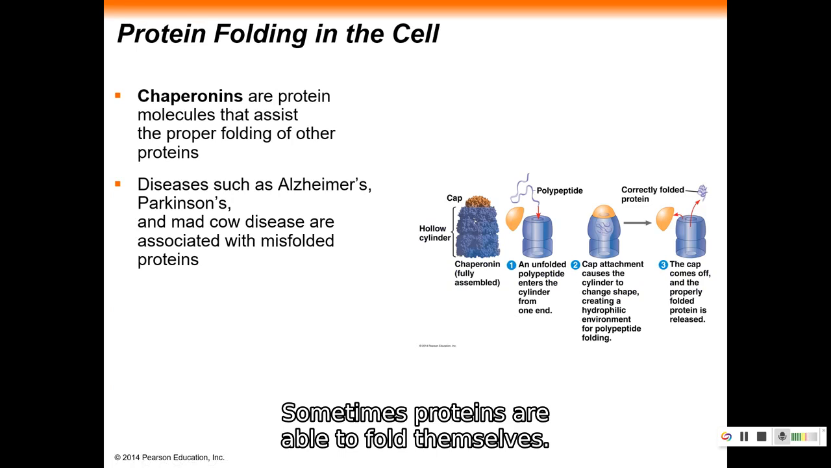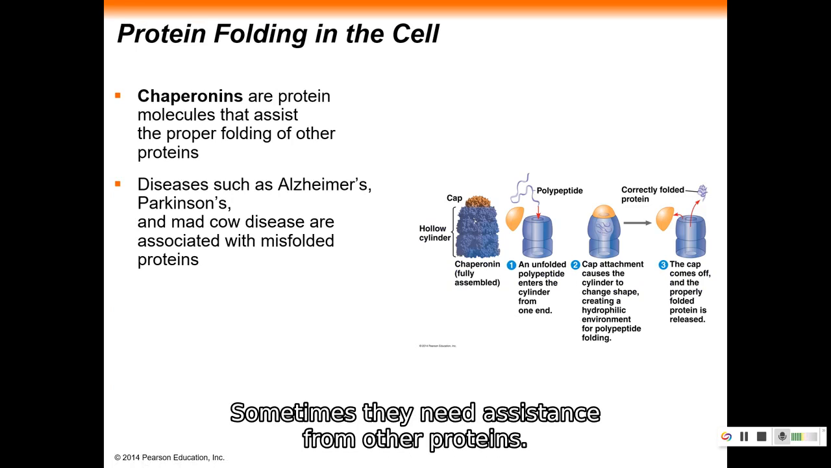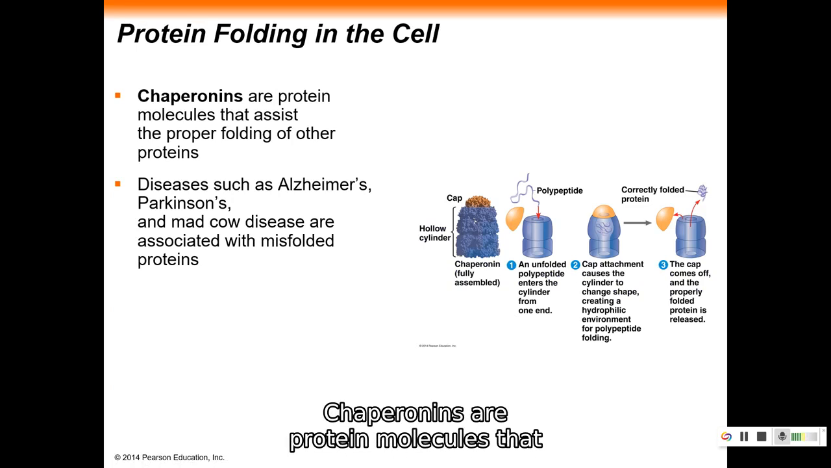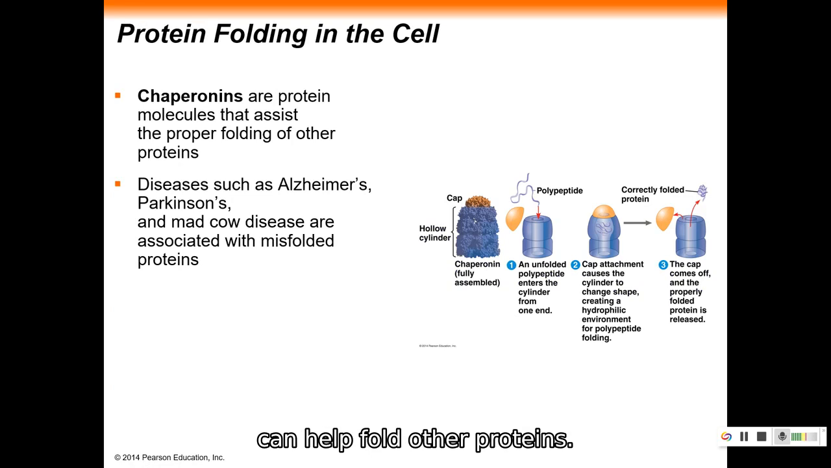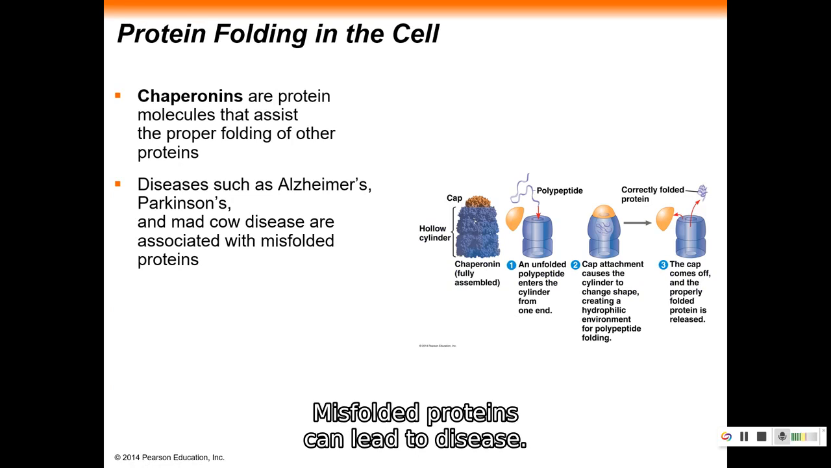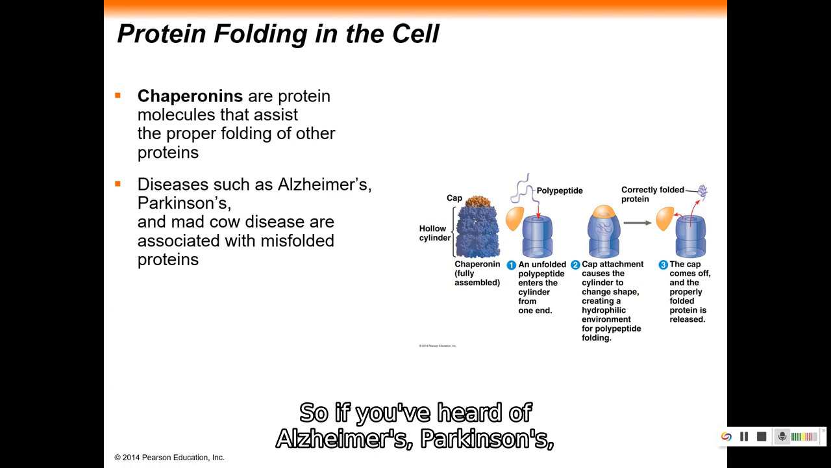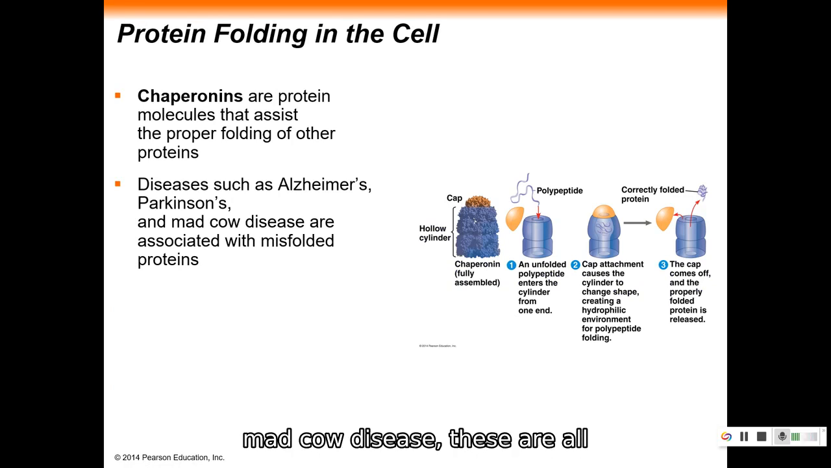Sometimes proteins are able to fold themselves. Sometimes they need assistance from other proteins. Chaperonins are protein molecules that can help fold other proteins. Misfolded proteins can lead to disease. So if you've heard of Alzheimer's, Parkinson's, mad cow disease, these are all caused by misfolded proteins.